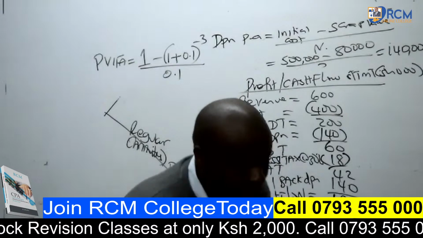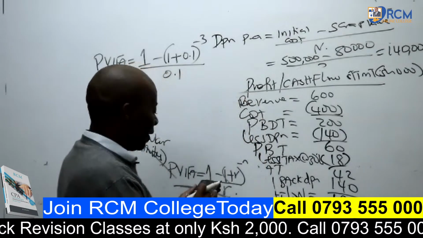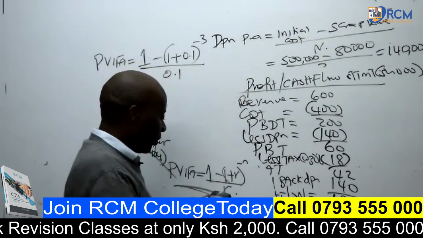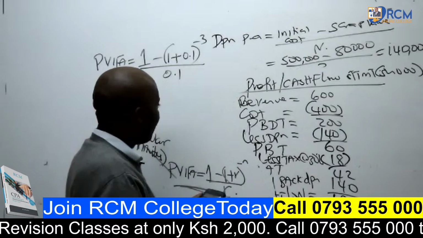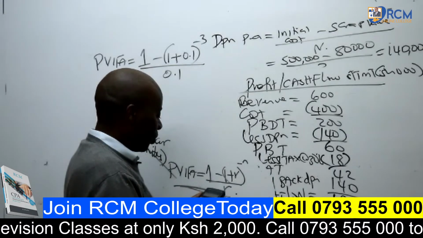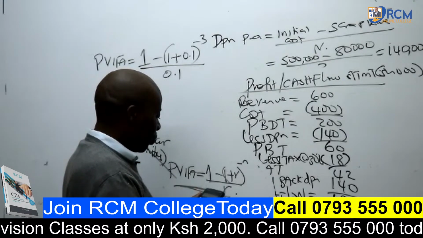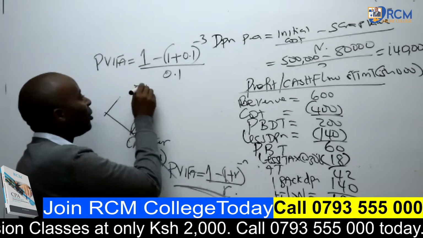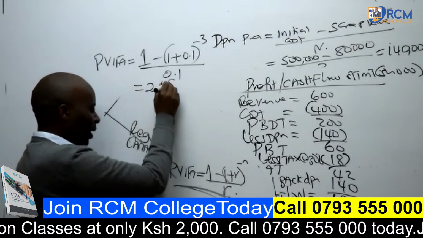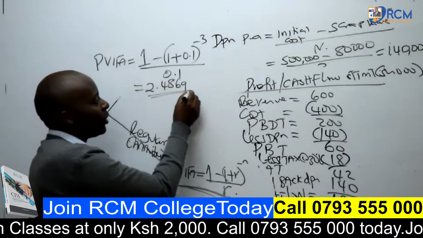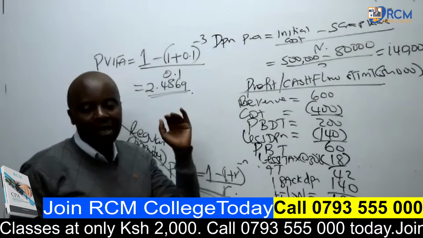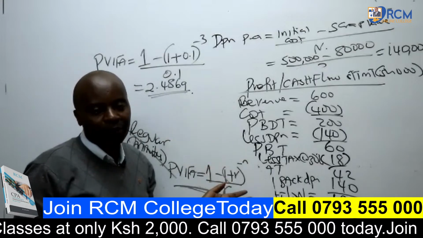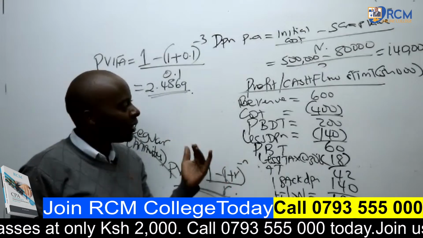You take your calculator like this, live. You say 1 minus 1.1 raised to negative 3, equals, divided by 0.1, which at the end of the day will give us, if I'm not wrong, 2.4869. Is there anybody who got that figure? Remember, R is our cost of capital. Sheila and Sheila. Ahmed. Thank you very much.